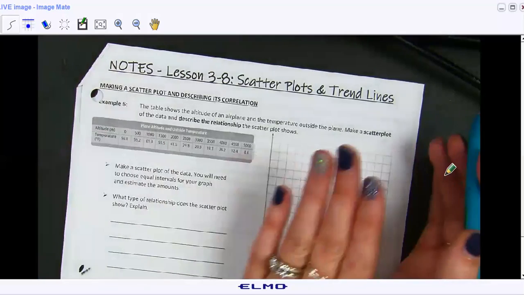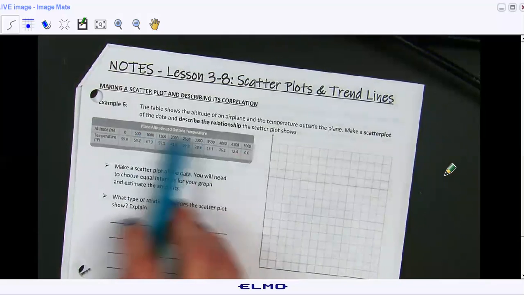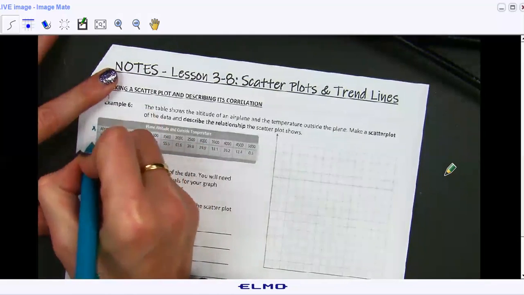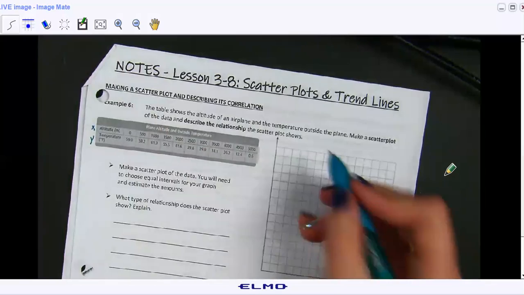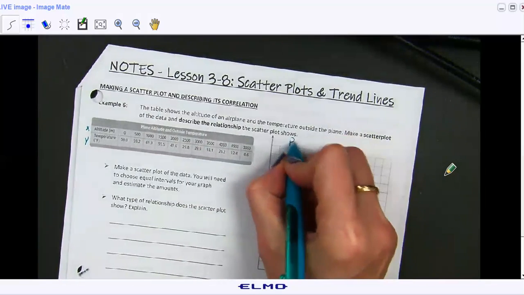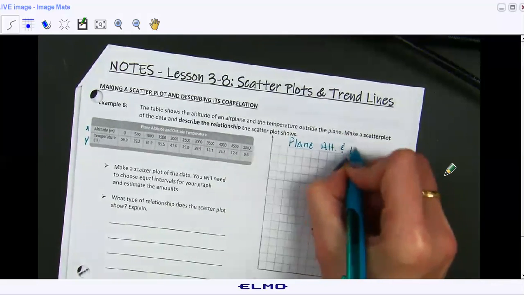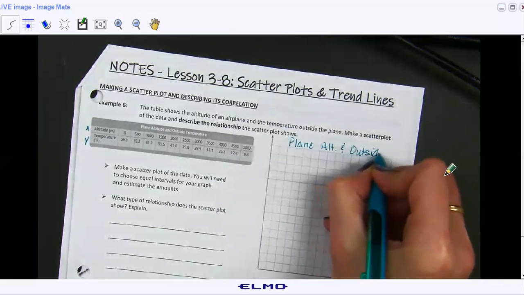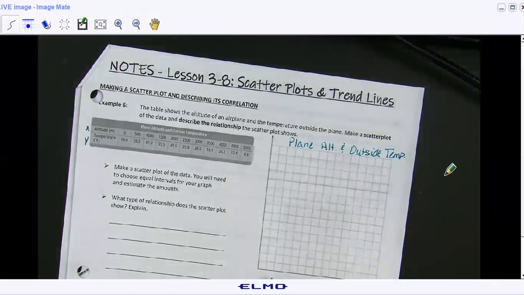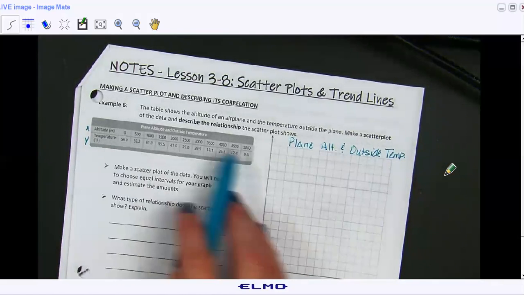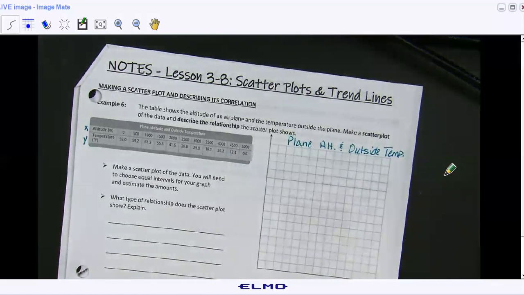So we are going to graph this information here. Now, the title of your graph is the title of your table. This is going to represent your X, and this is representing your Y. So when we fill this out, plane altitude, and I'm going to abbreviate, and outside temp. Okay. On the X-axis, that's my altitude. It's going from 0 to 5,000. So what I'm going to do is I'm going to go up by 500s.